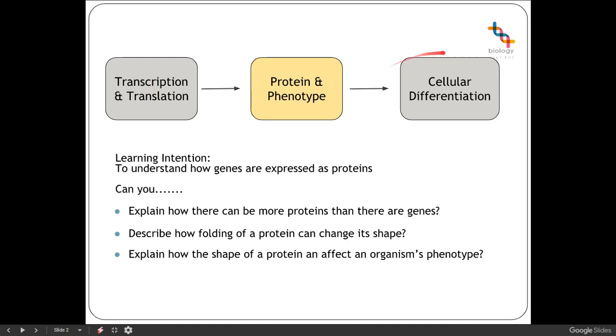Moving on, we will start looking at cellular differentiation, how those proteins that are being produced can influence the cell to produce different roles within the organism. So what you need to be able to do is explain how there can be more proteins than there are genes. You need to describe how folding of a protein can change its shape. You need to explain how the shape of a protein can affect an organism's phenotype.